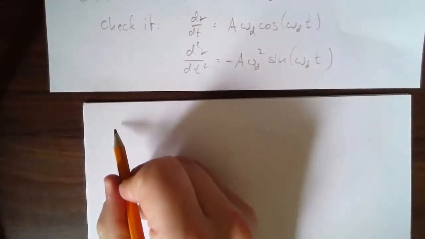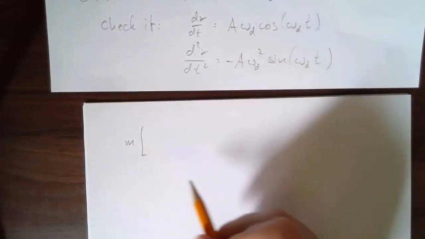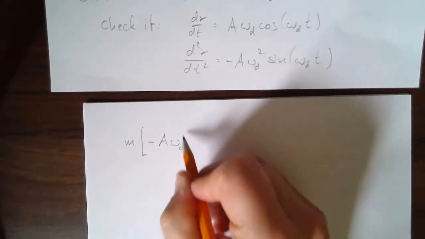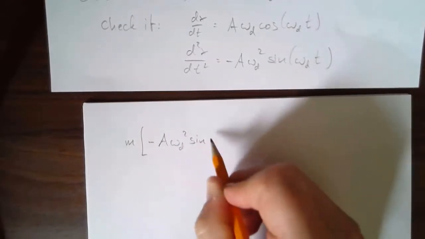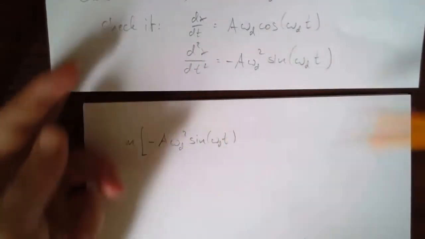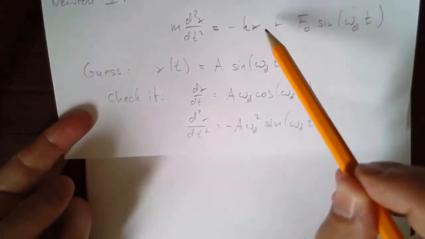So on the left hand side, let me just write it out. M times minus A omega d squared sine omega d t, right? Just plugging this into here. And now I'm going to plug this into here.